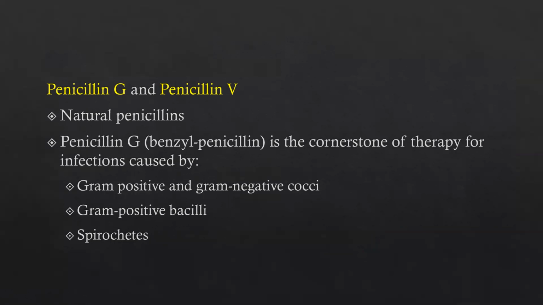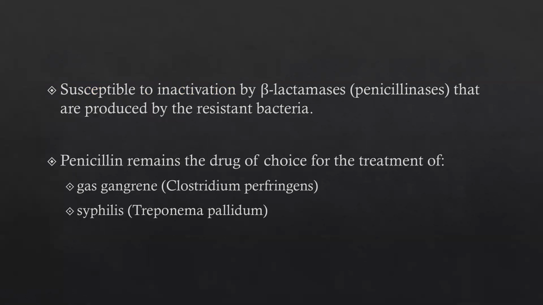Okay, so antibiotics or antibacterials belong to this one. First is we have PEN-G and PEN-V, so penicillin G and penicillin V. They are the natural penicillins. Okay, so PEN-G, or what we call benzyl penicillin, is the cornerstone of therapy for infections caused by gram-positive and gram-negative cocci, gram-positive bacilli, and the spirochetes. They are actually susceptible to inactivation by beta-lactamases or tinatawag nating penicillinase. Okay, so these are enzymes produced by bacteria to make them resistant to antibiotics.